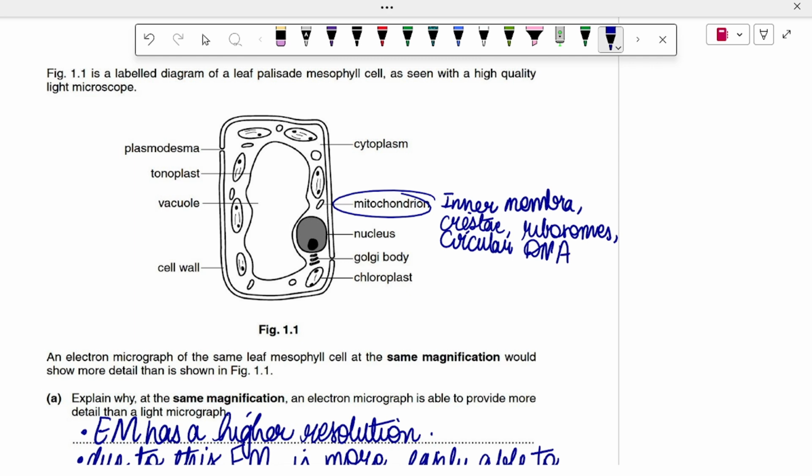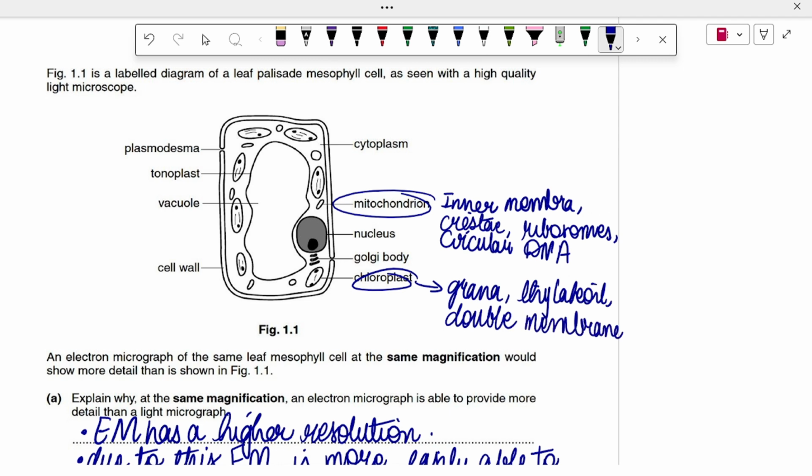You can even focus on the chloroplast as well. In the chloroplast you can see the grana, thylakoid, फिर वही again the double membrane of your chloroplast, circular DNA of your chloroplast. अच्छा, make sure different चीज़ें mention करो so as to gain more marks. फिर एक और चीज़ that is missing from the overall cell structure is the presence of the ribosomes. Ribosomes आपको नजर नहीं आ रहे. You can mention that as well.